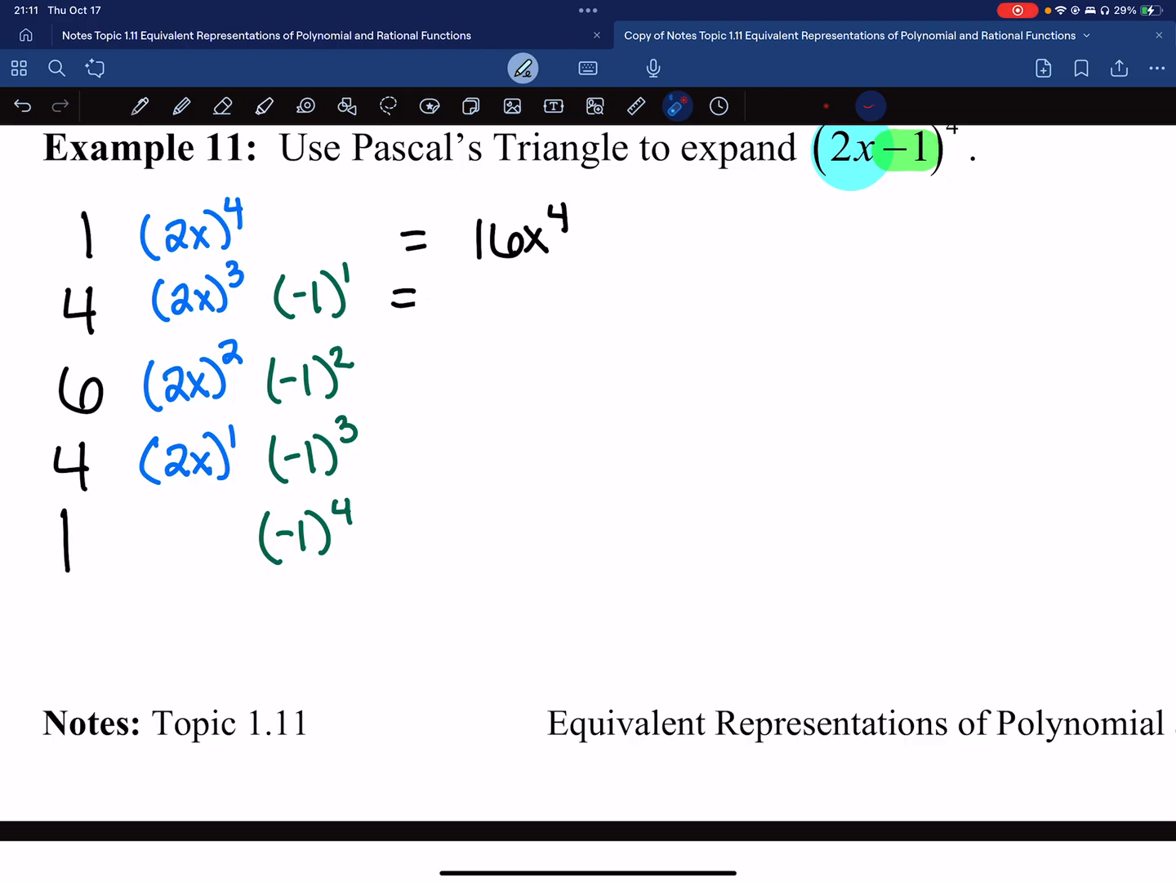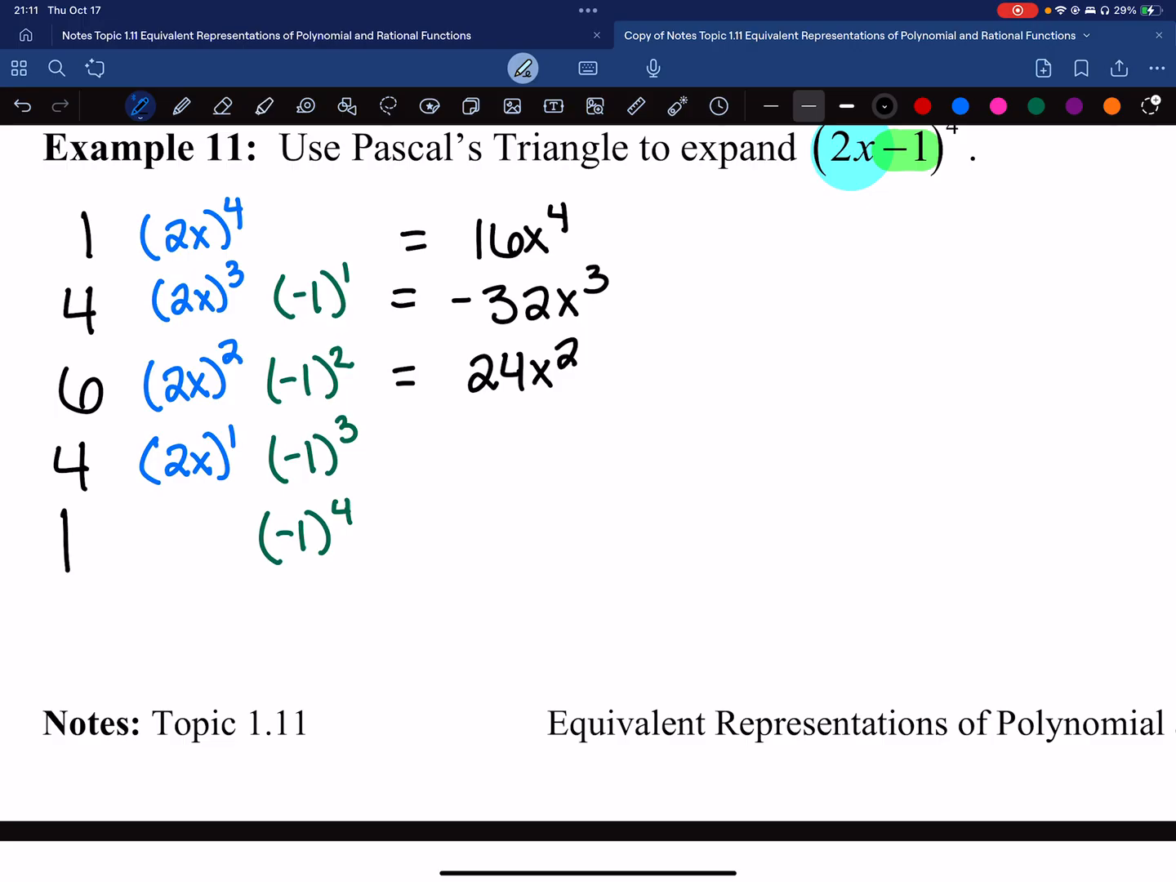Now, 8x to the third power is being multiplied by 4. 8 times 4 is 32x to the third power. And then we're multiplying it by -1. So we get a negative 32x to the third power. The next one, we have 2x to the second power. That's 2x times 2x, which is 4x squared. 4x squared times 6 is 24x squared times -1 squared. -1 squared is a +1. +1 times 24x squared is a positive 24x squared.